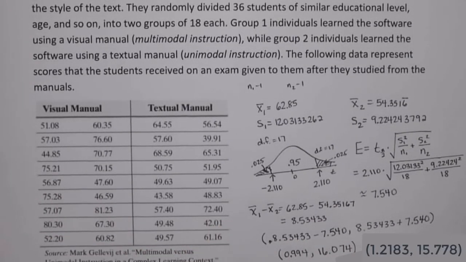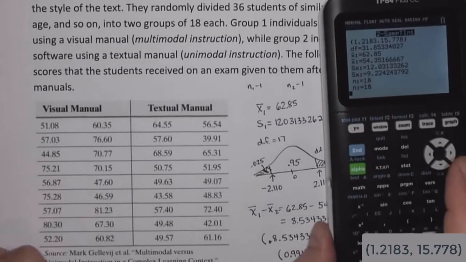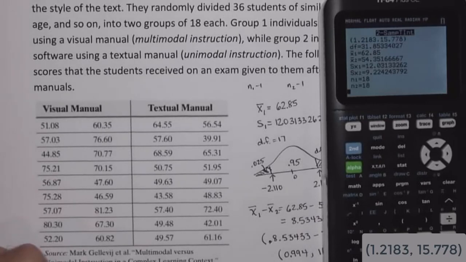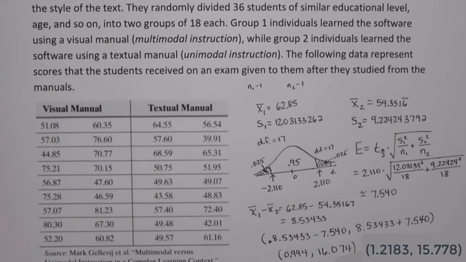Just like when we were doing hypothesis tests, the difference is in the degrees of freedom. So we used 17 degrees of freedom for our calculation, but the calculator is using 31.85 degrees of freedom using that more complicated formula. So that's the reason for the difference.